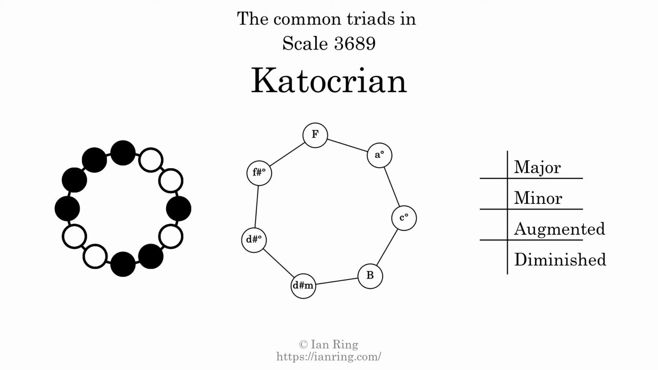The diagram in the center is a graph of parsimonious voice leading between triads. There are 2 major triads. There is 1 minor triad. There are no augmented triads. There are 4 diminished triads. Here is a Hamiltonian path of parsimonious voice leading that uses all the triads.